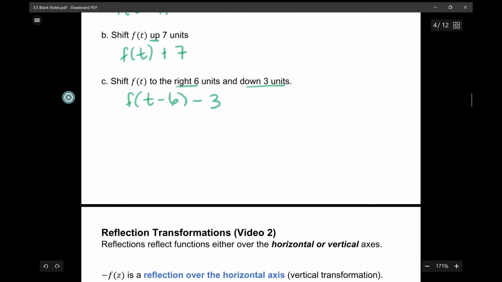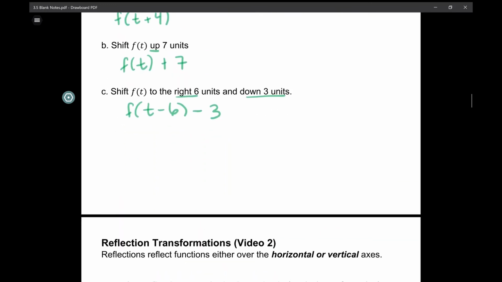That went a lot faster than I expected. So I'm just going to keep going. It says video 2, but let's ignore that. This is still video 1.